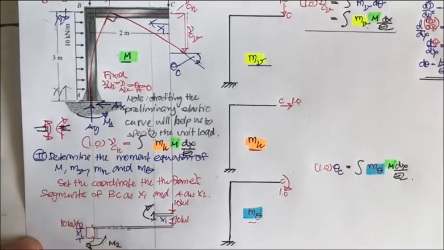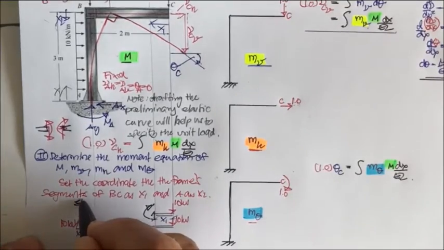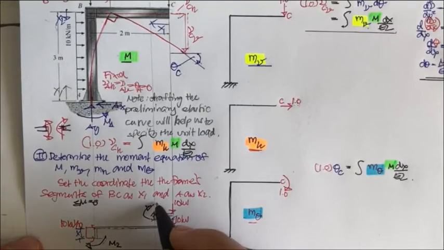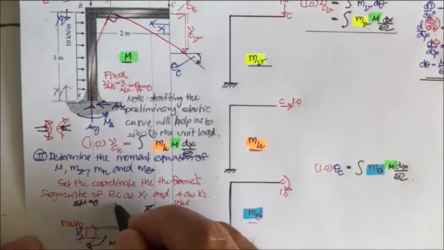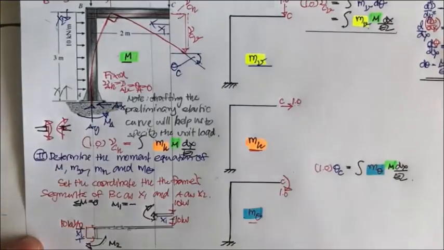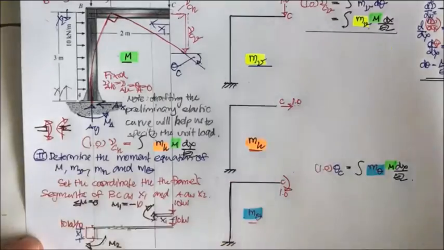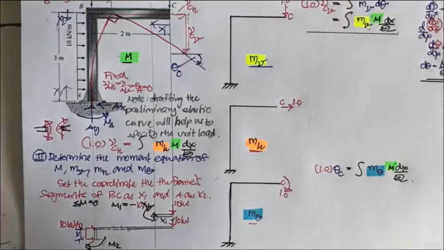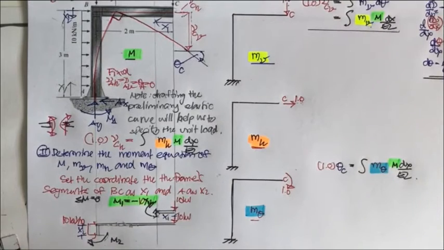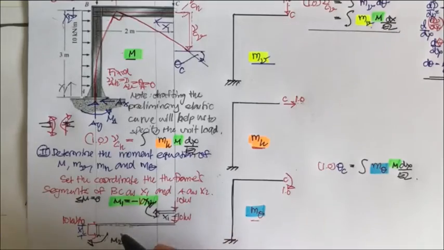This one may be the M2, and then I set the summation of moment equal to 0, and take moment here. The M1 will rotate in the same direction as 10 times x1, so the M1 is going to be equal to minus 10 times x1, and this is going to be our first equation for the M. And then if you prefer, you may take the moment here.